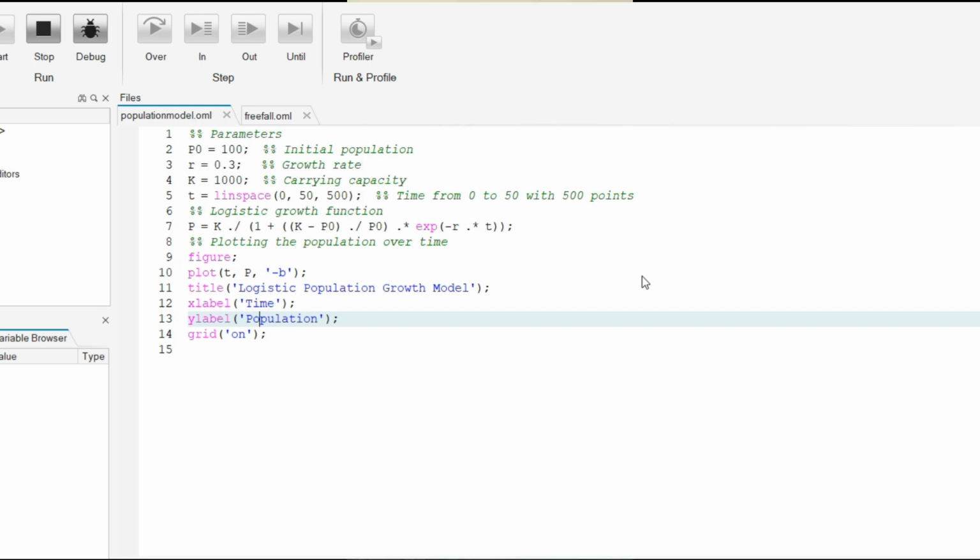After that, we define the time period. The population is studied from time 0 to time 50. The time is divided into many small steps, so the change can be seen smoothly.